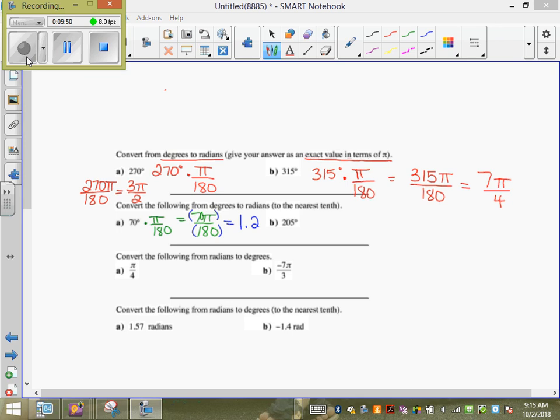So when you get 1.2, that's just radians because I didn't write anything behind it, but I wrote rads or radians. So that's why the degree symbol is extremely important, right? Because if you don't have it, then it is a radian measure. 205 times pi over 180 equals 205 pi over 180. And it's 3.6.